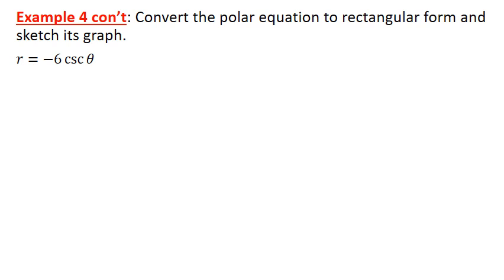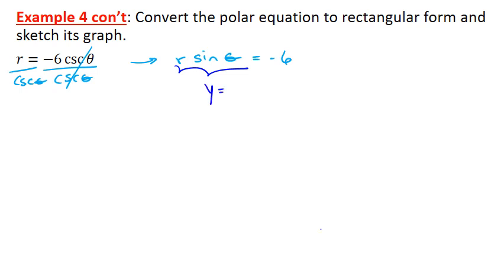Well, I'd like to get rid of this cosecant, and I can do that by dividing both sides by cosecant. And the reason I've chosen to do that is because 1 over cosecant is the same thing as sine. So this becomes r sine of theta is equal to -6. Well, what do we know about r sine of theta? We've done enough of these examples where you should be able to recognize that r sine of theta is equivalent to y. So simply y equals -6 in this case.